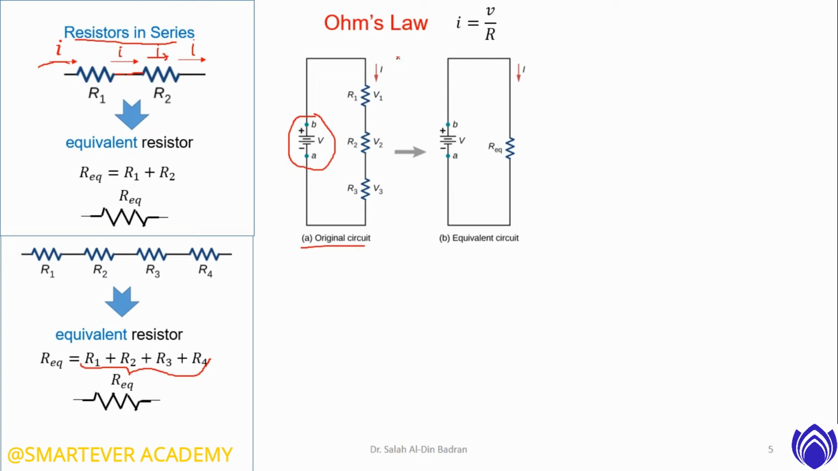If you are not given the direction of the current, you can draw it yourself, starting from the positive terminal of the voltage active source in this direction, and continue drawing the current that flows through this circuit. As you see, it continues here, passes through R1, leaves positive here, as we explained in the first slide, and negative here.